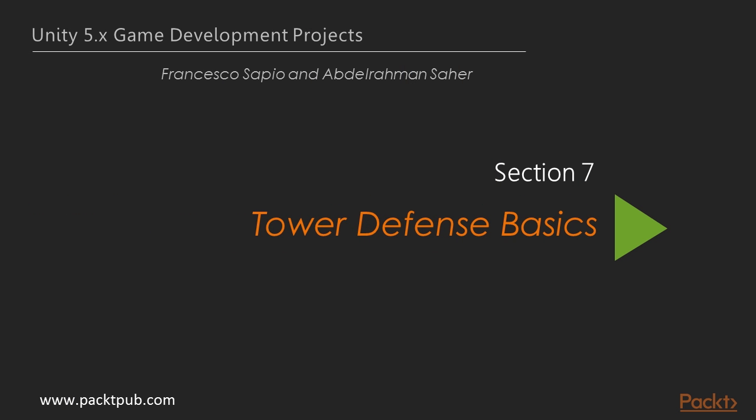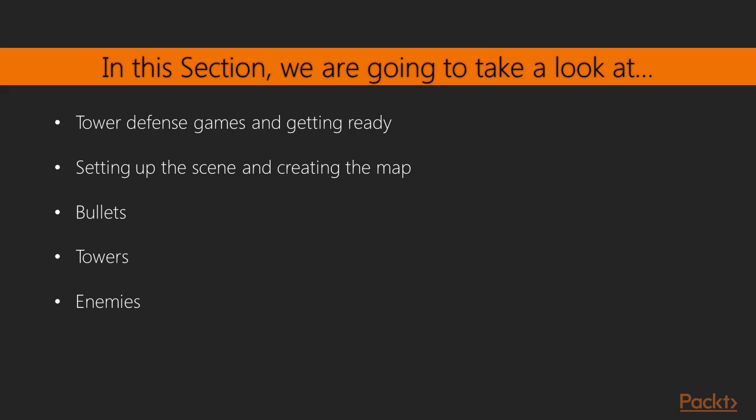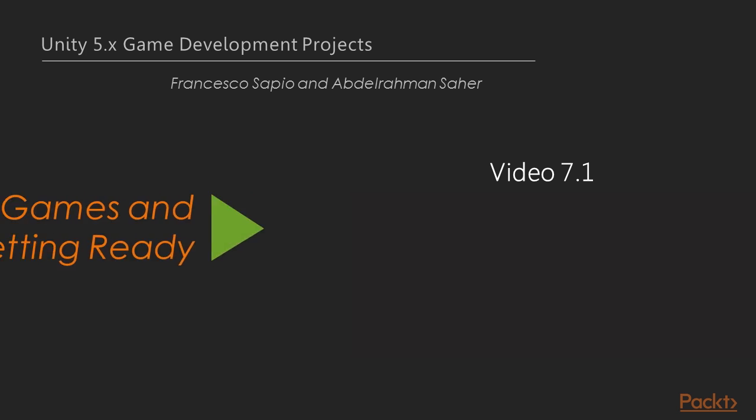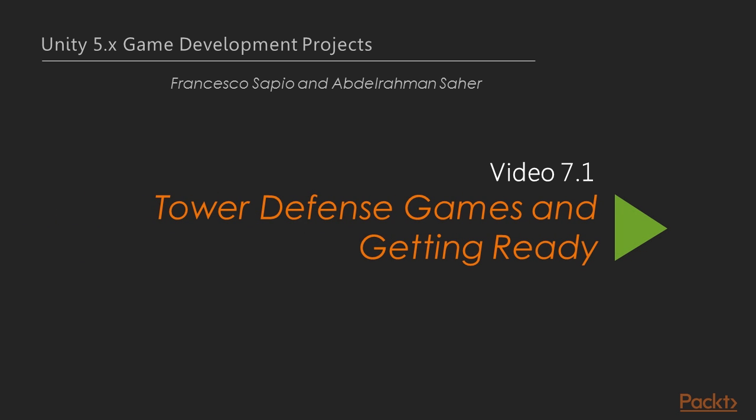Hi, welcome to a new section, Tower Defense Basics. In this section, you will create a tower defense game in which the player is able to place towers along the path where the enemies head towards the player's fortress. You will create bullets for towers, implement towers, and will give life to enemies. Now we move on to the first video of this section, Tower Defense Games and Getting Ready.